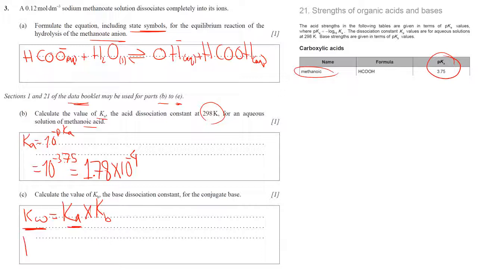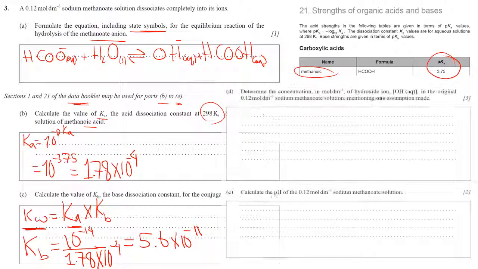We already know that Kw is equal to 10 to the power negative 14. So, of course, Kb will equal Kw, which is 10 to the power negative 14, over the Ka, which is 1.78 multiplied by 10 to the power negative 4. So it will be equal to 5.6 multiplied by 10 to the power negative 11. This is Kb. We still have D and E.